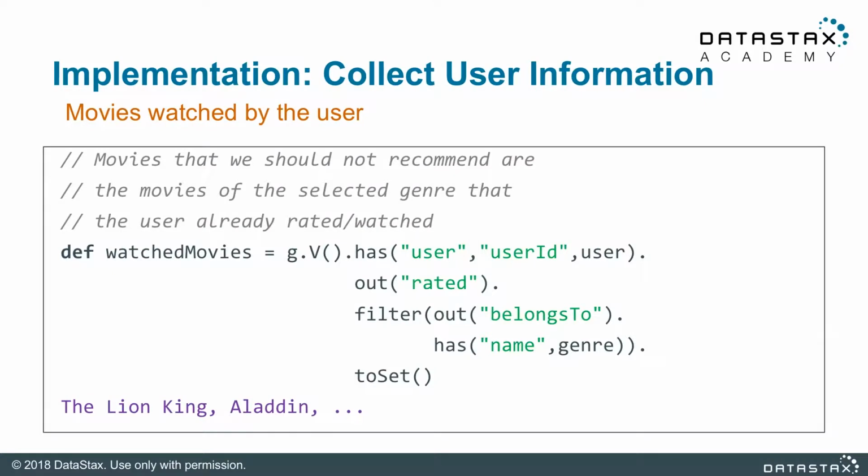We didn't discuss this previously, but hopefully it's obvious that we don't want to recommend movies to our target user that they've already watched. Now, the KillrVideo project doesn't track watch history, so we're cheating a little bit here by using the rated edge. So with this traversal, we're simply looking at all the movies our target user has rated and then filtering to include only the movies of our target genre. In this example, you can see that our target user has already watched The Lion King and Aladdin, which are both movies in the kids genre.